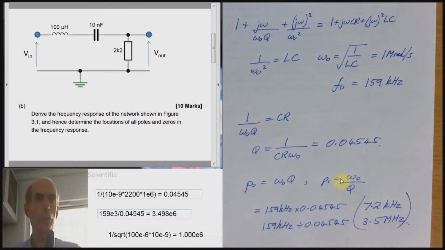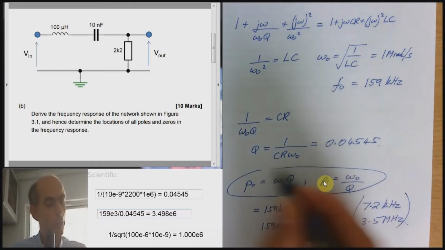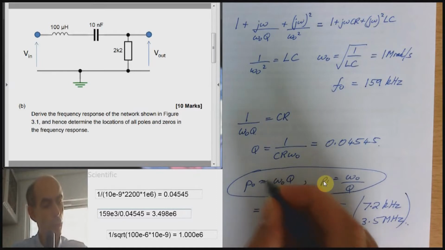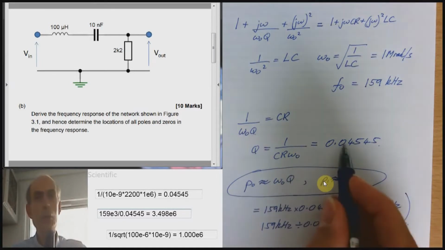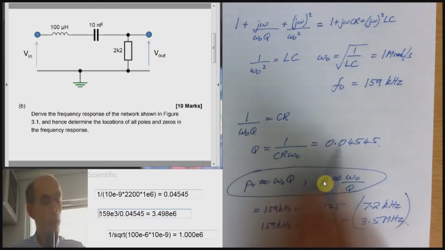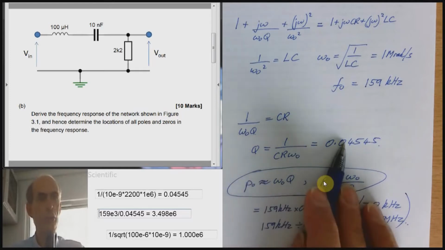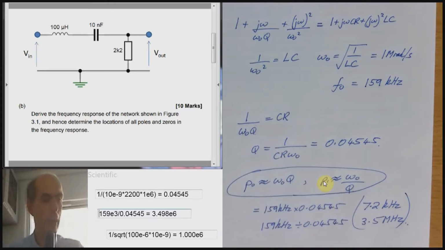This is an approximation though. It's very important to remember that this is an approximate result, which is only valid for low values of Q below about 0.1 or so. If the value of Q is bigger than 0.1, or you don't know what the value of Q is, much better off to stick with the quadratic way of doing it, which always works.